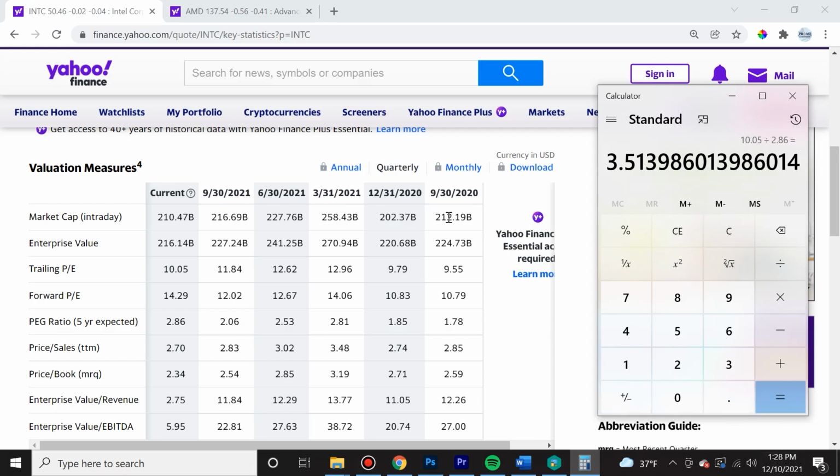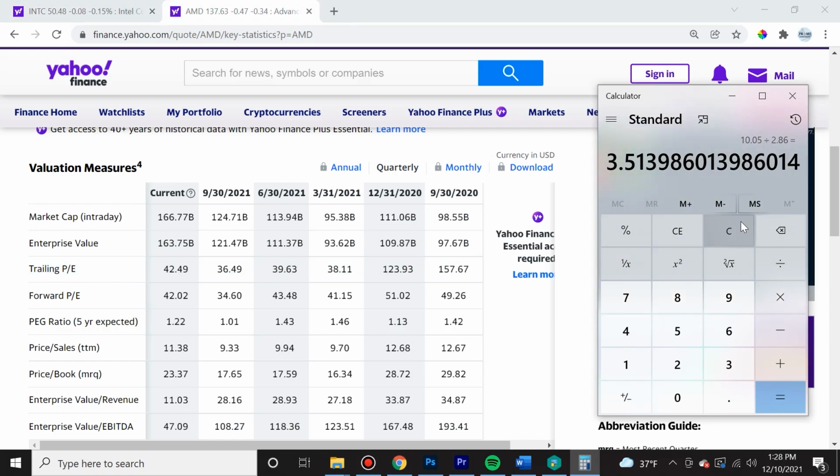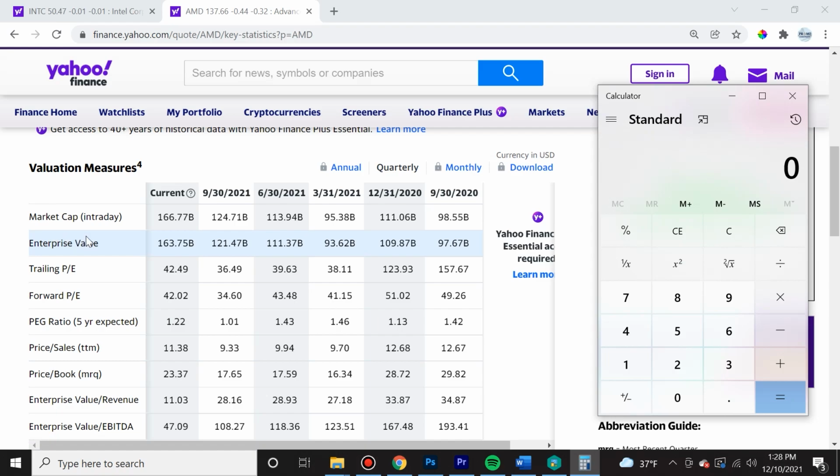I don't necessarily believe this. I think that Intel is working on controlling its supply chain. I think it's expanding. It's going to see a much bigger growth rate than 3.5%. But this is what is projected for 5-year earnings per share growth. So let's remember 3.5% for Intel. Now let's take a look at AMD.